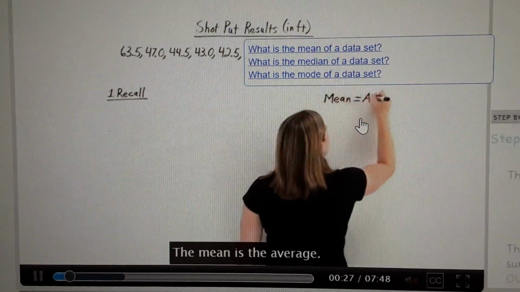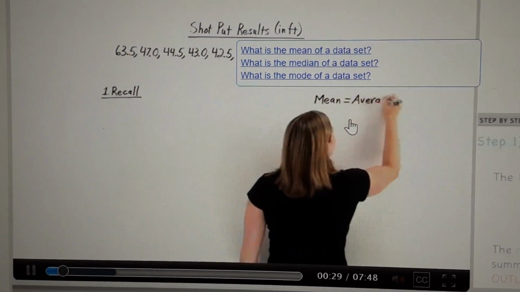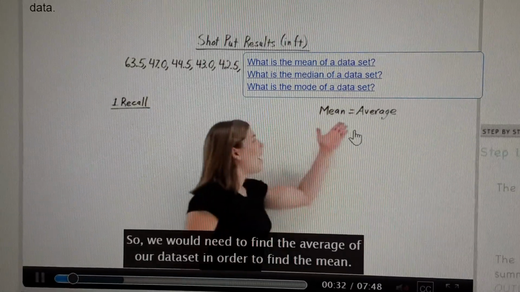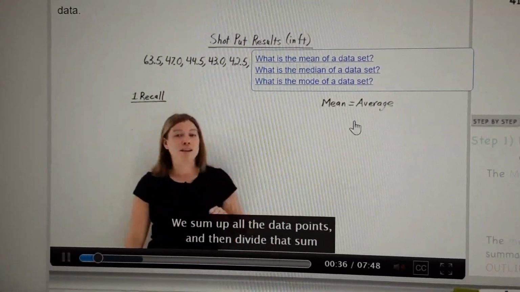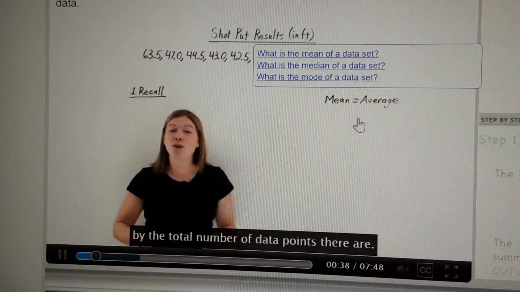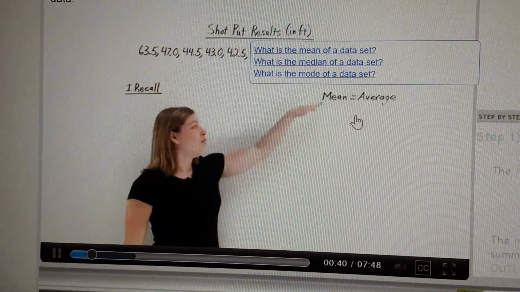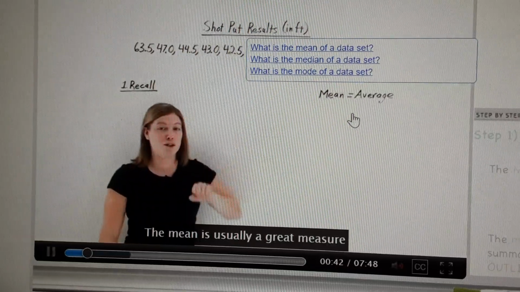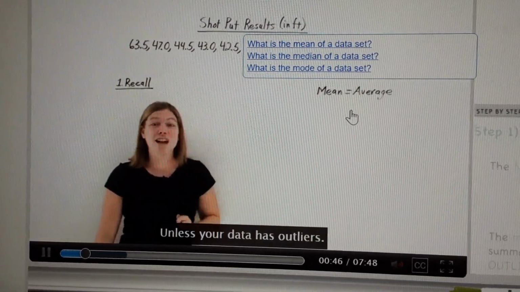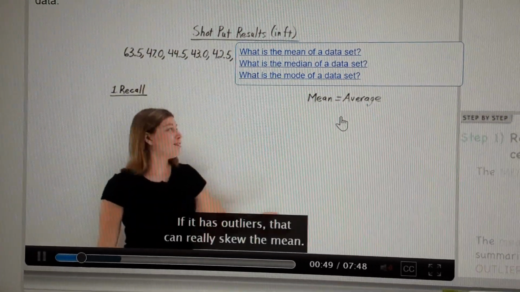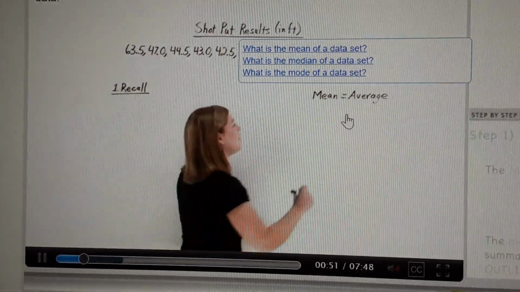The mean is the average. So, we would need to find the average of our data set in order to find the mean. We sum up all the data points and then divide that sum by the total number of data points there are. The mean is usually a great measure of central tendency, a great way to summarize data, unless your data has outliers. If it has outliers, that can really skew the mean.